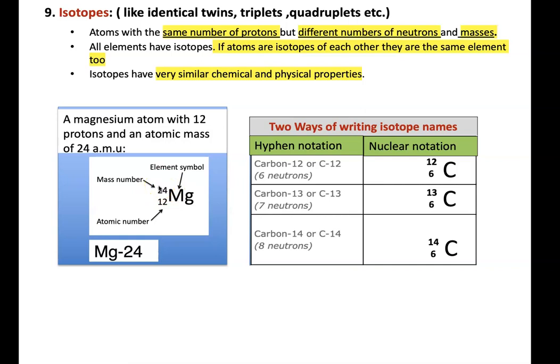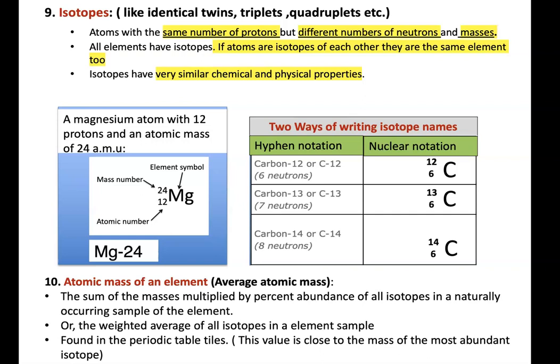The nuclear notation gives more information. So here you can also write the full name of the element with a hyphen for the hyphen notation. This table shows you the two ways of writing the isotopes of carbon, 3 different isotopes of carbon, 12, 13, and 14.